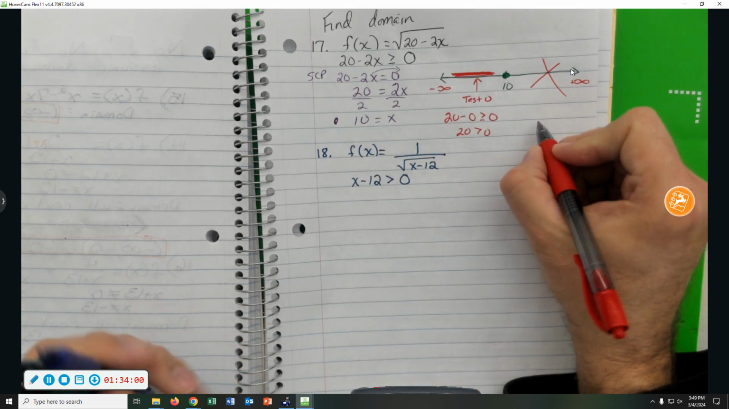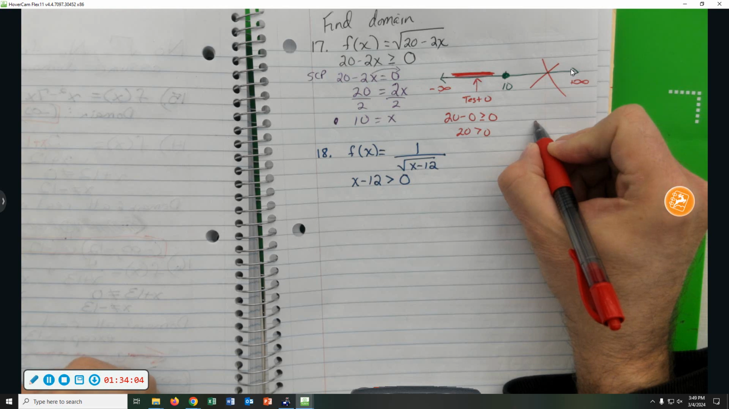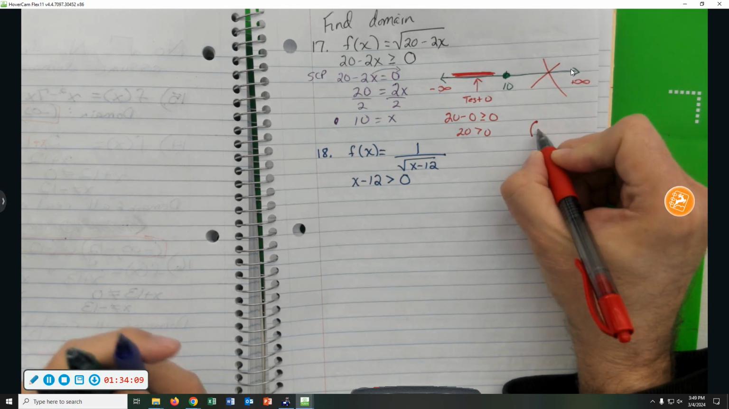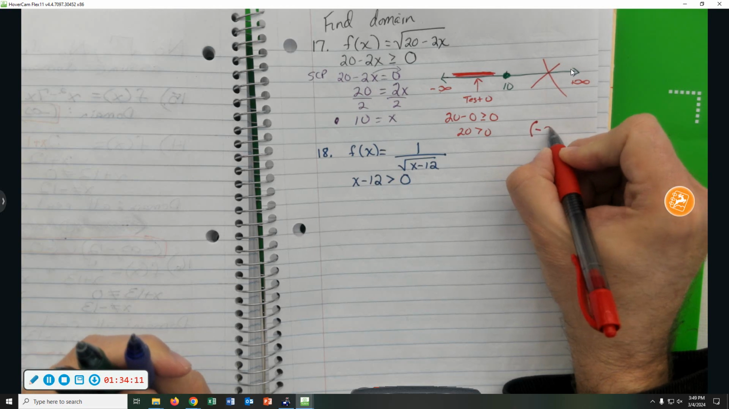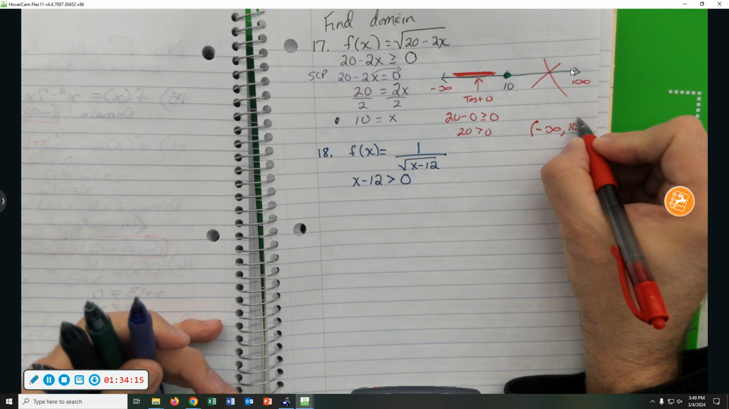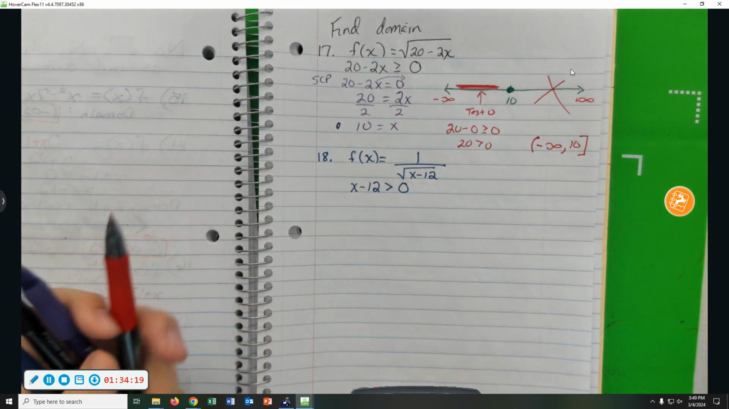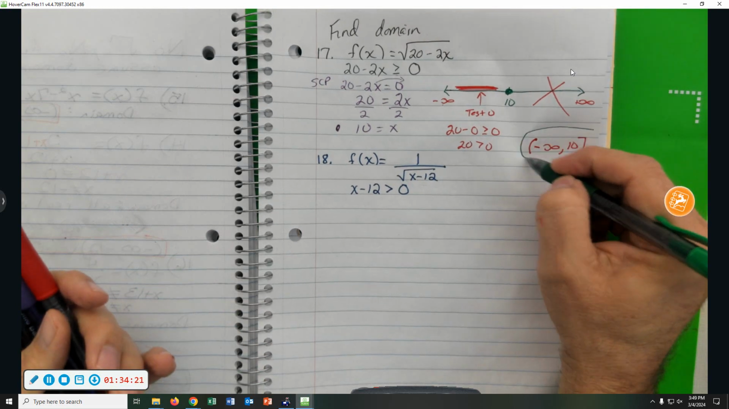So how do I write this in interval notation? Call it out as if you were typing it in. Parenthesis, negative infinity, 10. And what goes after 10? Bracket. Good. Negative infinity to 10.